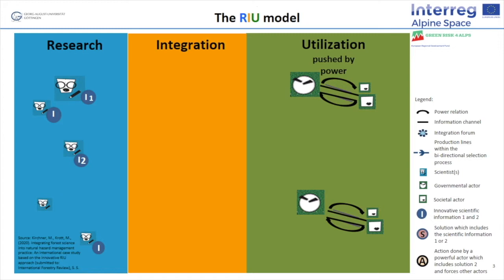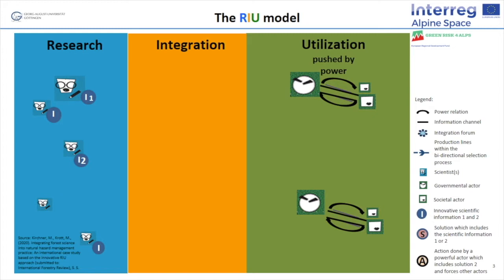The described assumptions can be utilized for knowledge transfer tasks. This is captured by the novel RIO model for knowledge transfer. It takes the power relations of actors into account, which will be completed by so-called information channels, where stakeholders communicate to exchange information within the utilization phase. The RIO model conceptualizes a specific process of integration between research and utilization in praxis to facilitate effective knowledge transfer.